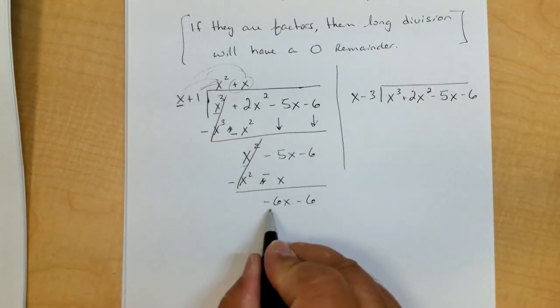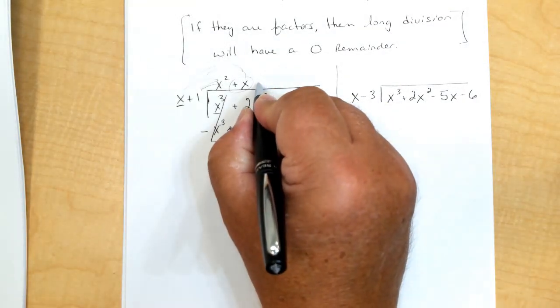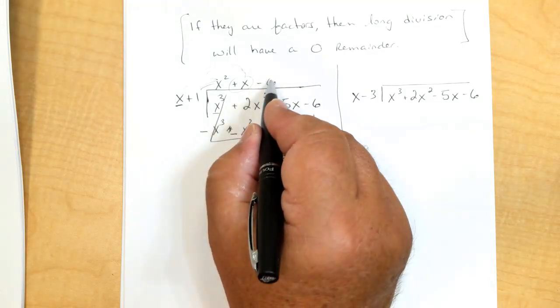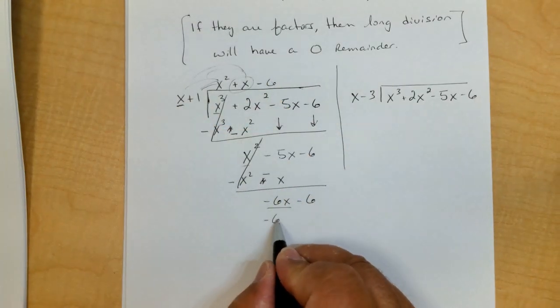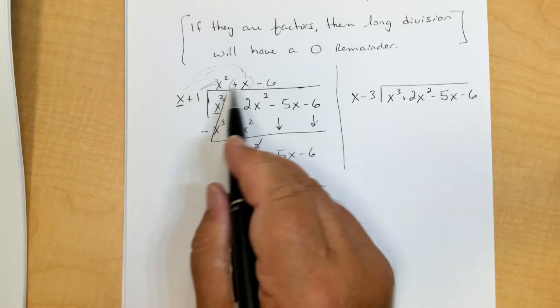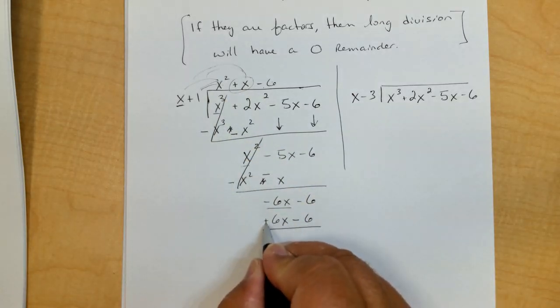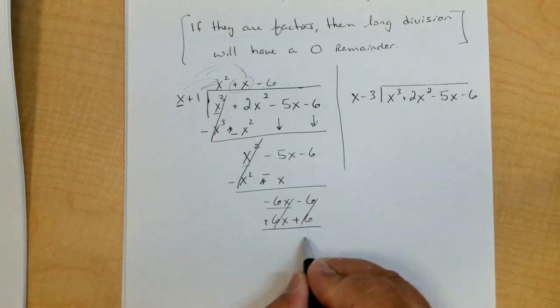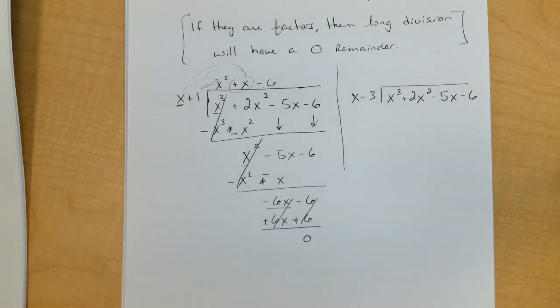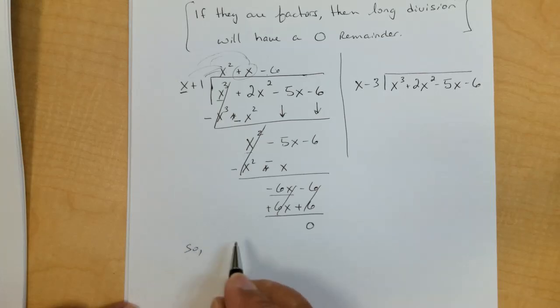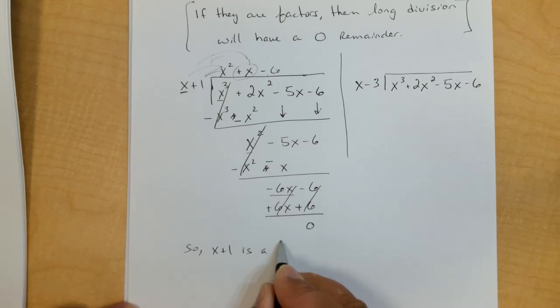What times x gives me negative 6x? Negative 6 times x is negative 6x. Negative times positive is a negative. 6 times 1 is 6. Change the signs and add. Remainder is 0. So x plus 1 is a factor.